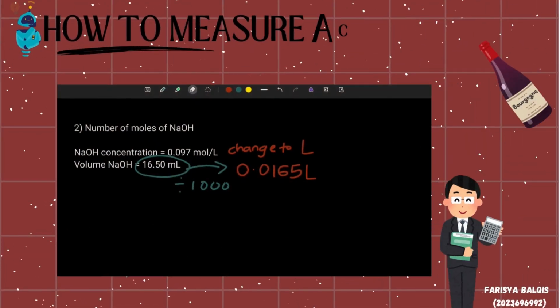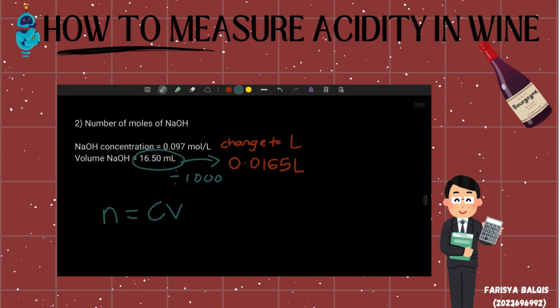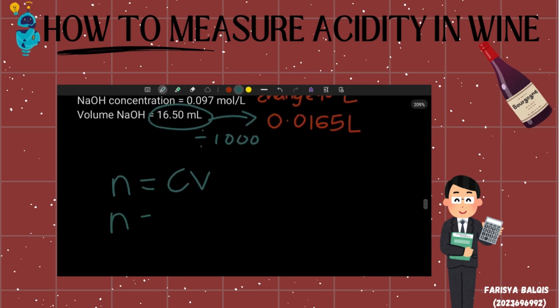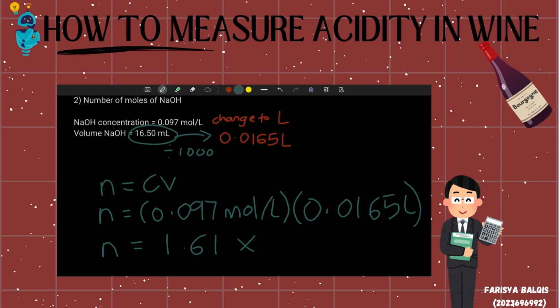Then we calculate the number of moles of sodium hydroxide using the formula n equals C times V, where C is concentration and V refers to the volume. Before we calculate the number of moles, we need to change the volume from ml to liters by dividing by 1000, so we get 0.0165 liter. Then we substitute the values. C is 0.097 mole per liter, multiplied by the volume 0.0165 liter, and we get the number of moles of sodium hydroxide as 1.61 multiplied by 10 to the power of negative 3 mole.